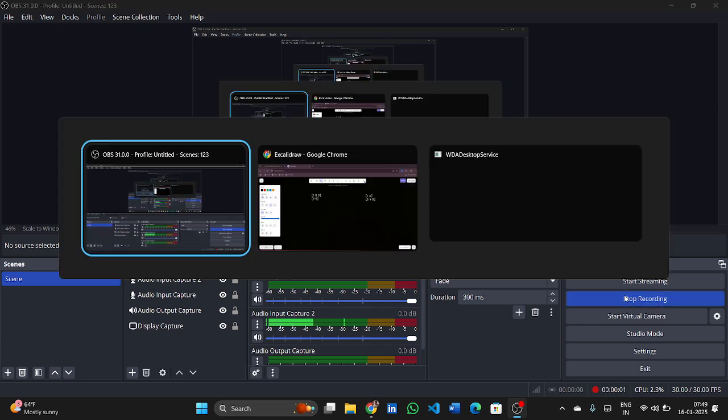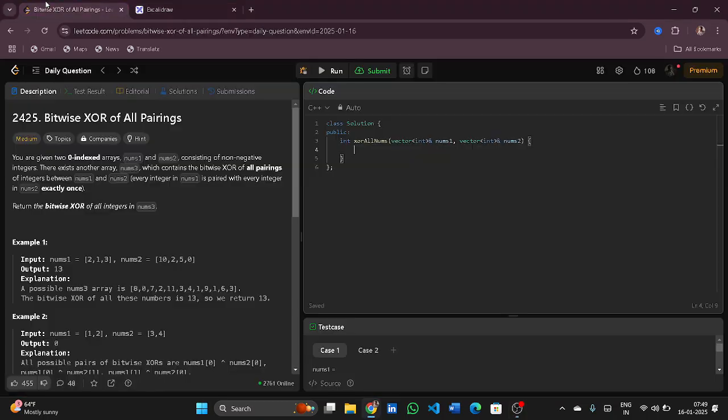Hello everyone. Let us now discuss today's LeetCode POTD problem, bitwise XOR of all pairings. Here we are given two arrays, nums1 and nums2, and we need to have another array nums3 which contains the bitwise XOR of all pairings of integers between nums1 and nums2. Every integer in nums1 is paired with every integer in nums2 exactly once.